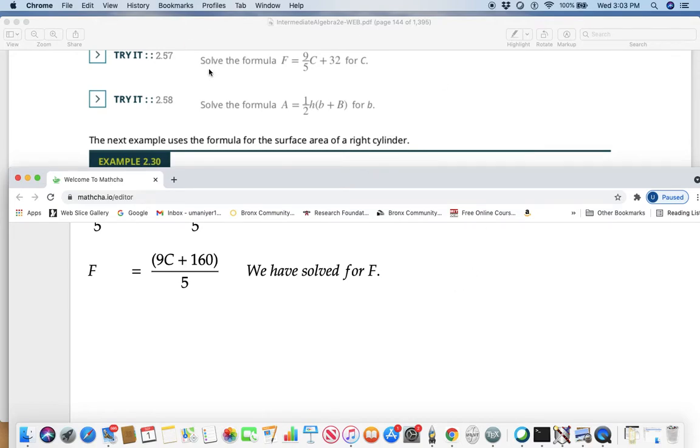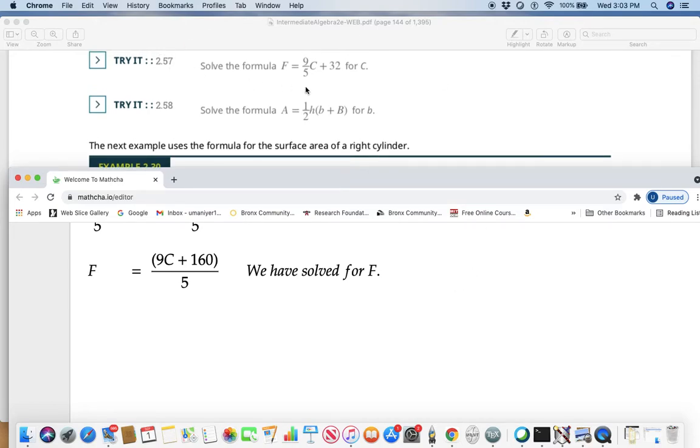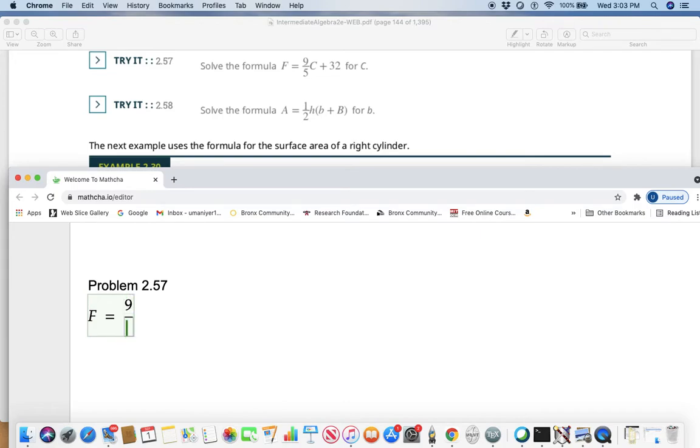Welcome back. Now let's try another problem. This time we are going to use this formula to solve for C. The given formula is F equals 9 over 5 C plus 32. You want to solve this formula for C.